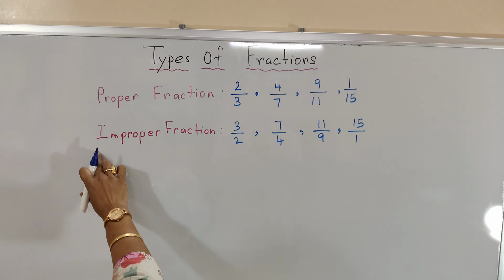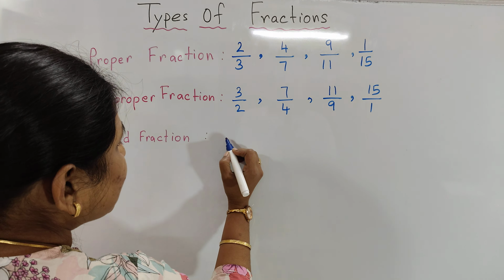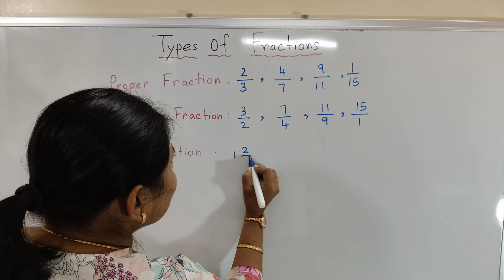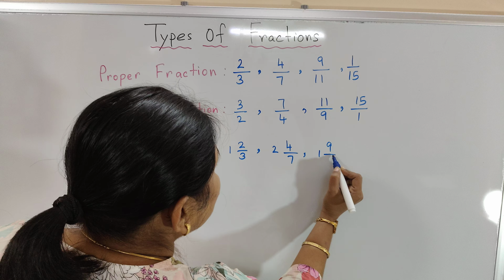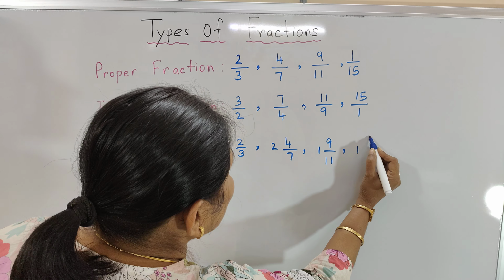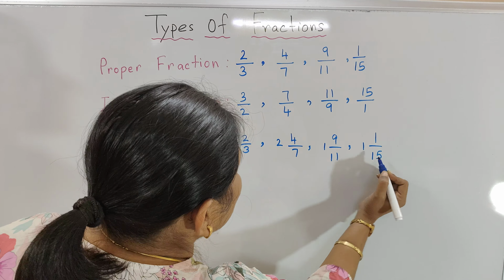Now we will do mixed fraction. A mixed fraction is a combination of a proper fraction and a whole number. So let me show you the examples. 1, 2 by 3. 2, 4 by 7. 1, 9 by 11. 1, 1 by 15. So these are the examples of mixed fraction. A combination of a proper fraction and a whole number. See, this is a whole number and this is a proper fraction. These examples are of mixed fractions.